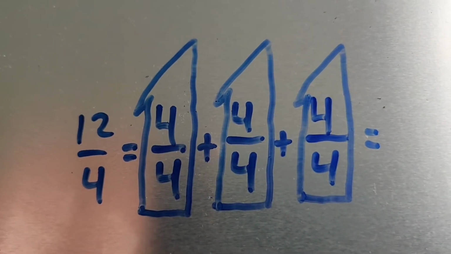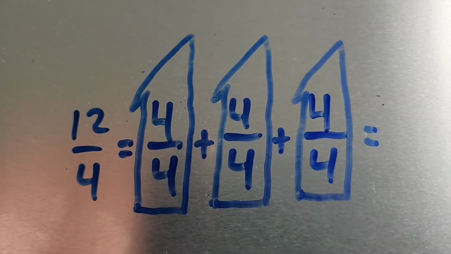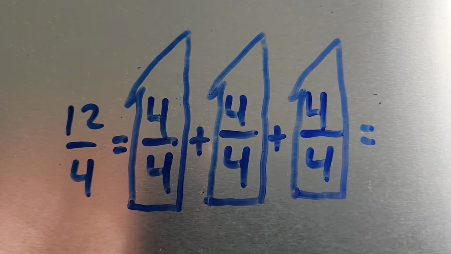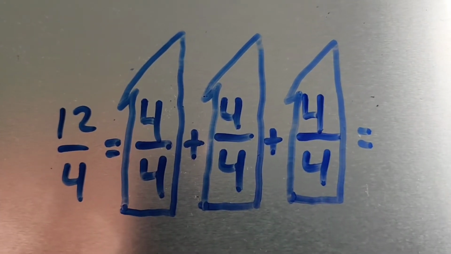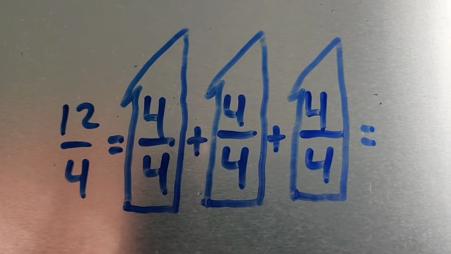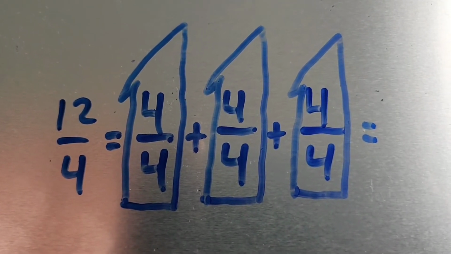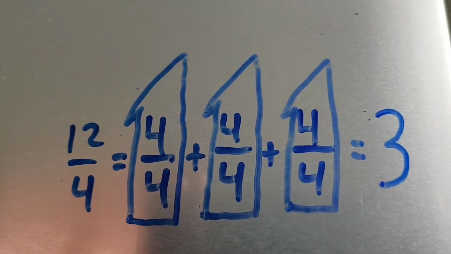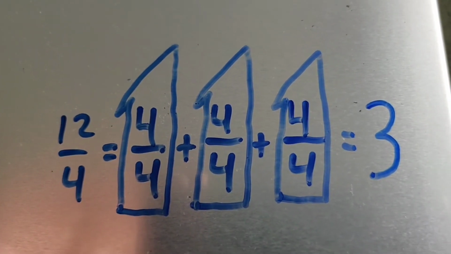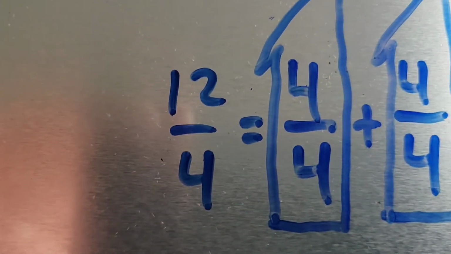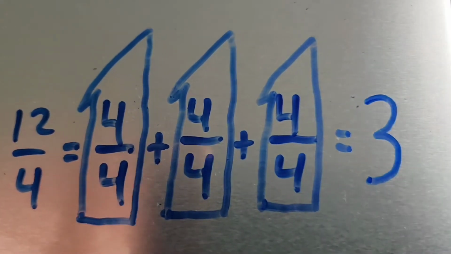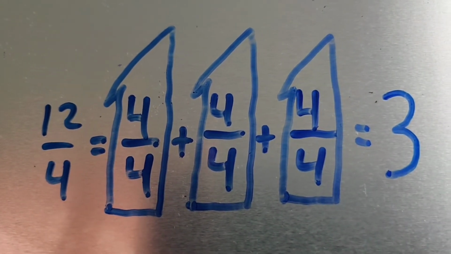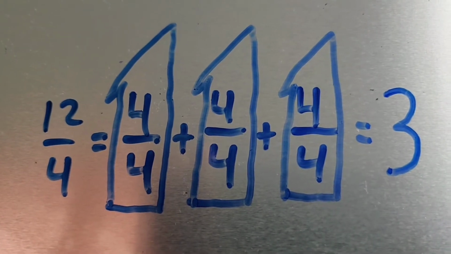And since they're equal, we can't decompose 12 fourths into anything else. We can only decompose it into 4 fourths plus 4 fourths plus 4 fourths. And each 4 fourths is one whole, so we have 1 whole, 2 wholes, 3 wholes. So 12 fourths equals the whole number 3. And that's right. Sometimes an improper fraction can equal a whole number instead of a mixed number. And here 12 fourths equals the whole number 3.